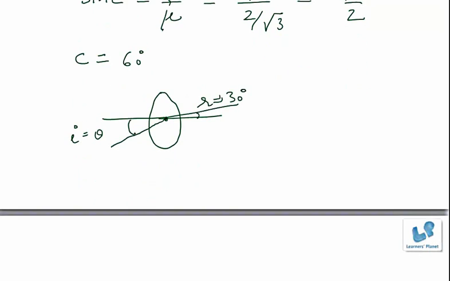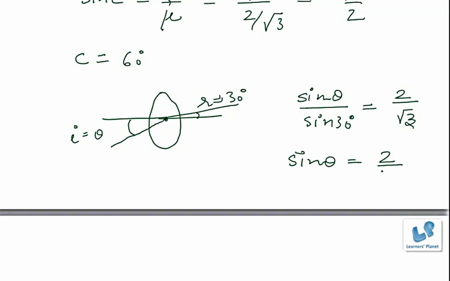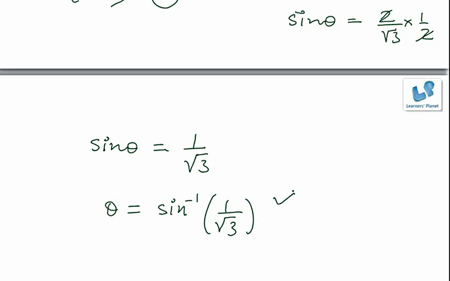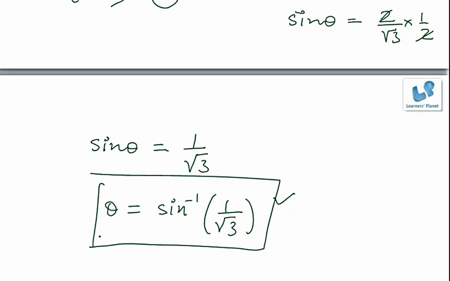Now sin i by sin r will be equal to mu, which in this case is 2 by root 3. So sin theta is 2 by root 3 into sin 30, which is half. So we will get sin theta equal to 1 by root 3, or theta equal to sin inverse of 1 by root 3. So for this angle theta, we will get the ray grazing past the surface of the rod.